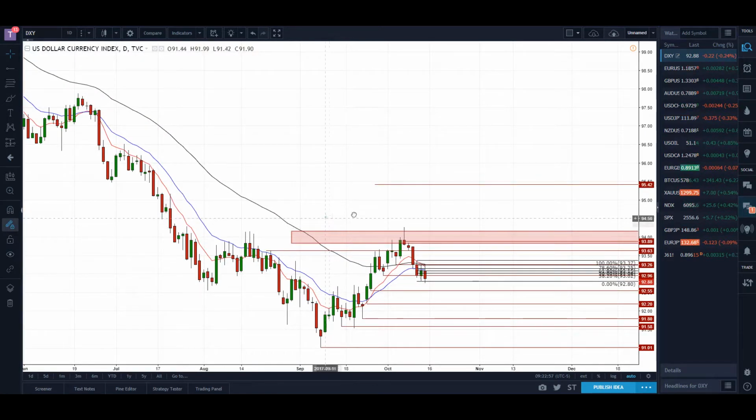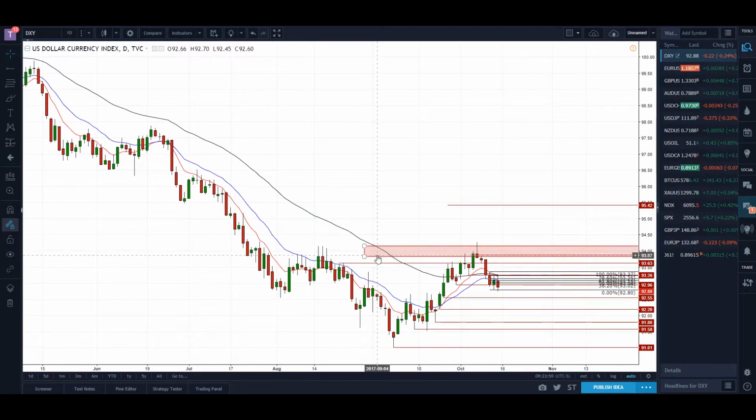But I didn't see that happening. So this is the resistance zone that we have between 93.80 and 94.20. This is the previous high made back in August, on August 15th. It's just this resistance zone.